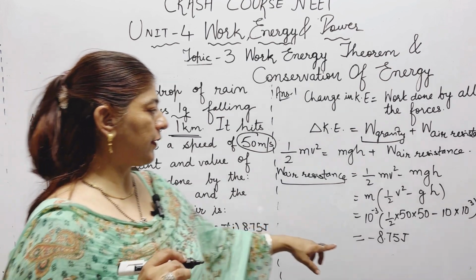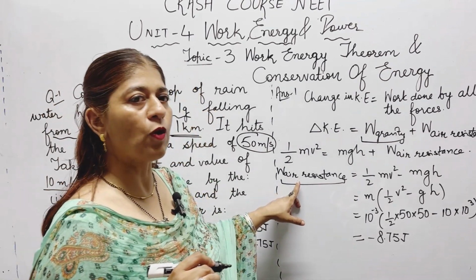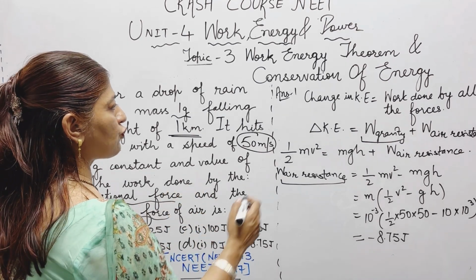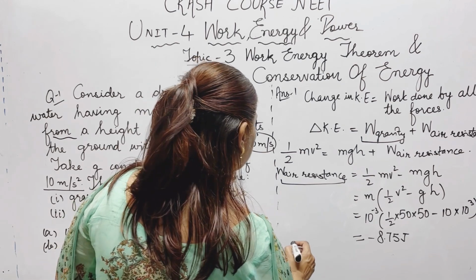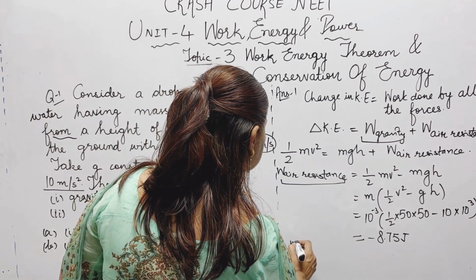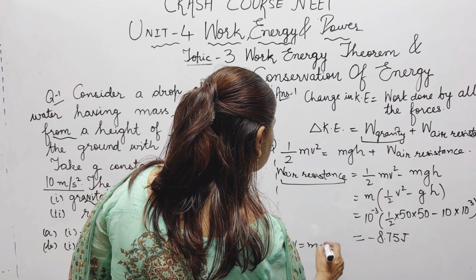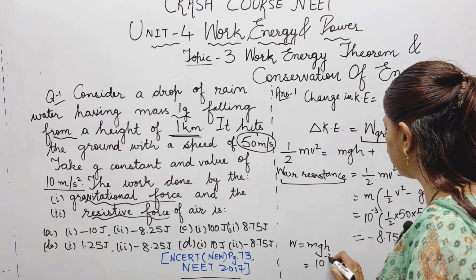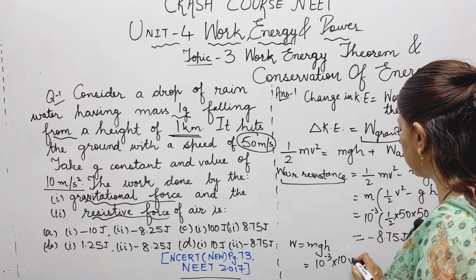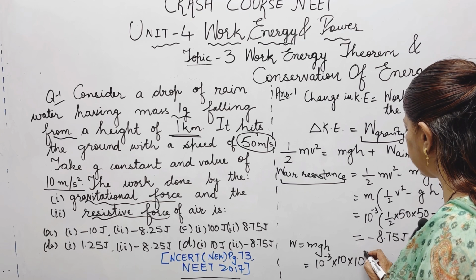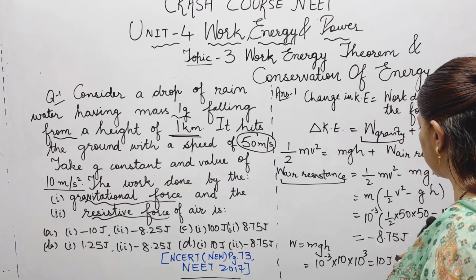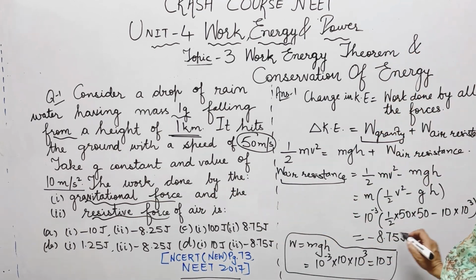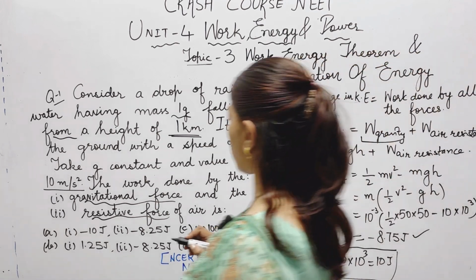This negative sign indicates that the air resistance is in the opposite direction. That is why the minus sign is coming. Now, the next part is to find the work done by the gravitational force. That is W equal to mgh. This value is 10 power minus 3, g is 10, and h is 10 power 3. This is 10 joule. So this is the work by the gravitational force and this is the resistive force. So let us see the options.